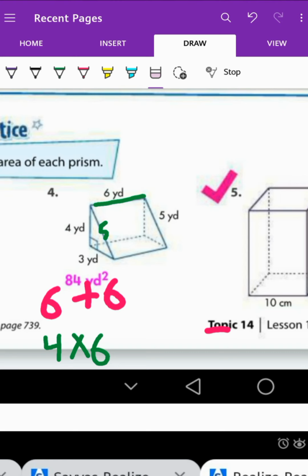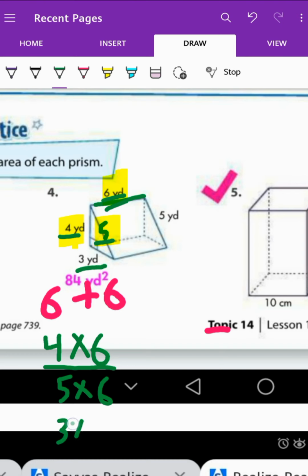We are done. 4 multiply 6. The second triangle, 5 multiply 6. The third rectangle, sorry, I'm talking about rectangles again. 4 by 6 gives me the first rectangle here. Correct me if I made any mistake, okay? The second rectangle is 5 multiply 6. The third rectangle is 3 multiply 6.